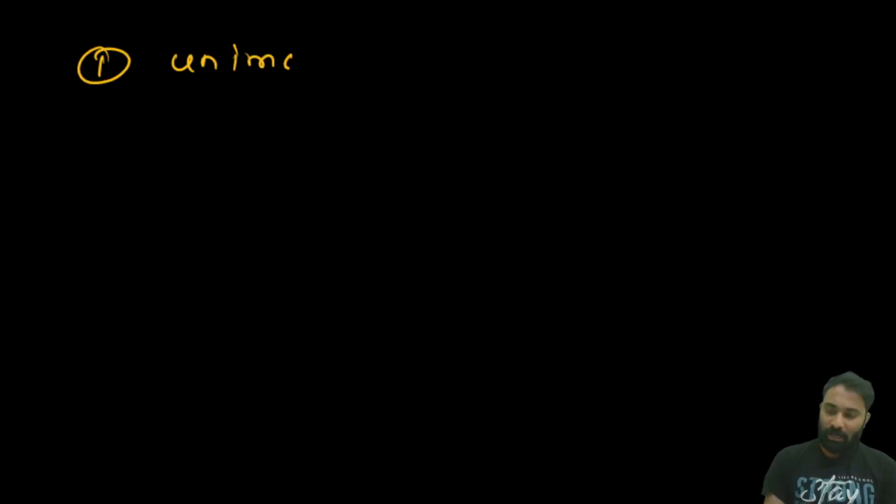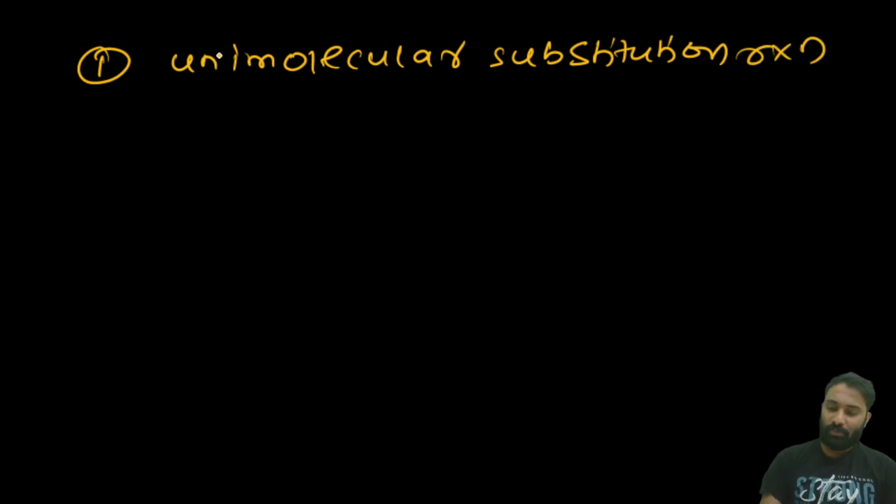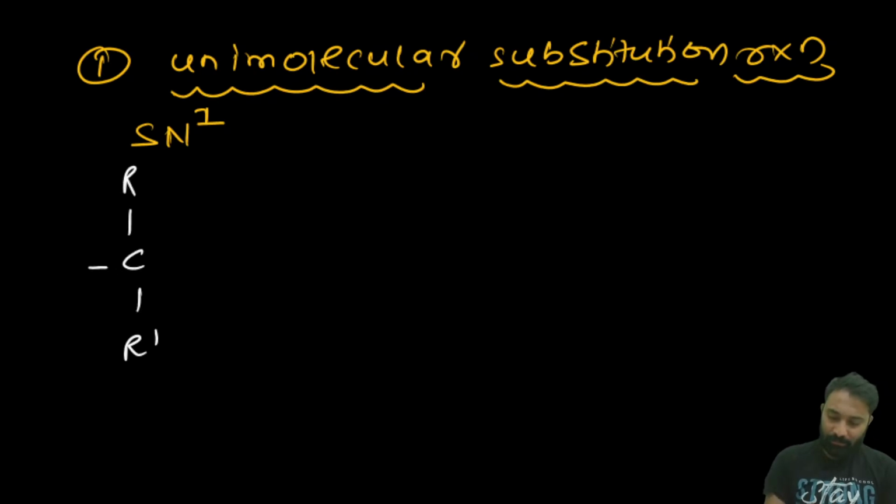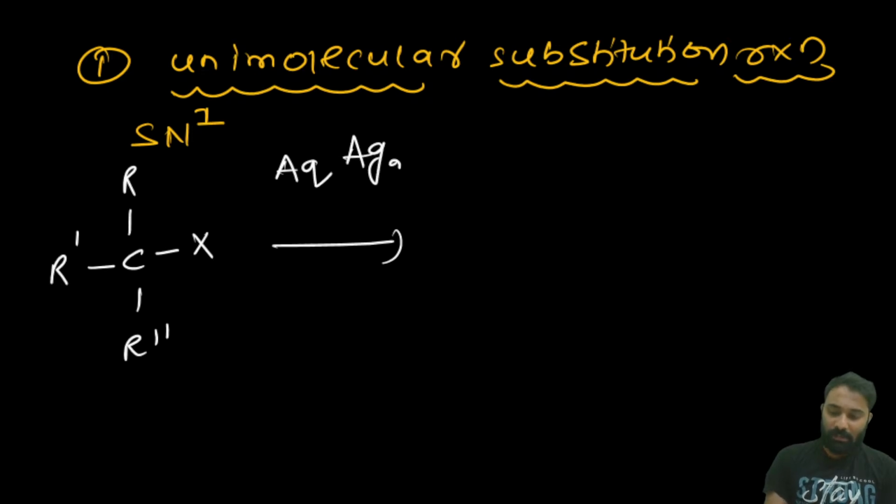If it is clear, now I will start the first one, the SN1 reaction, the unimolecular substitution reaction. Now we'll see. Here I have taken one 3-degree alkyl halide with a chiral carbon containing different groups. In SN1, these are some of the reagents we can use: aqueous Ag2O and aqueous KOH.